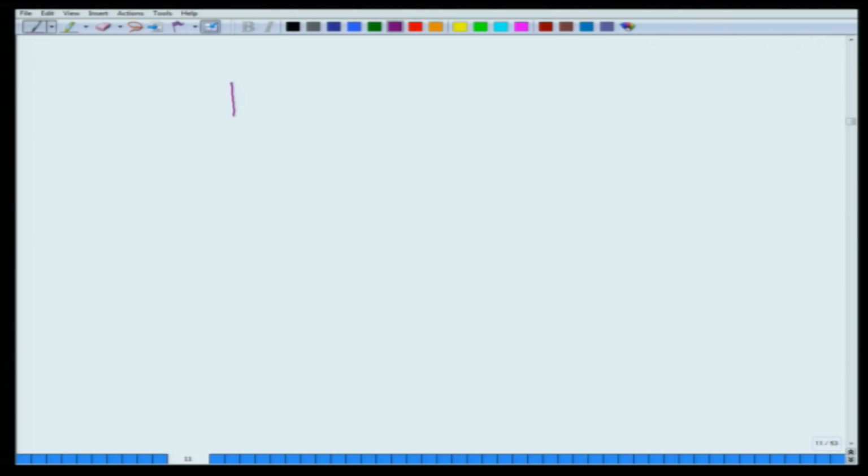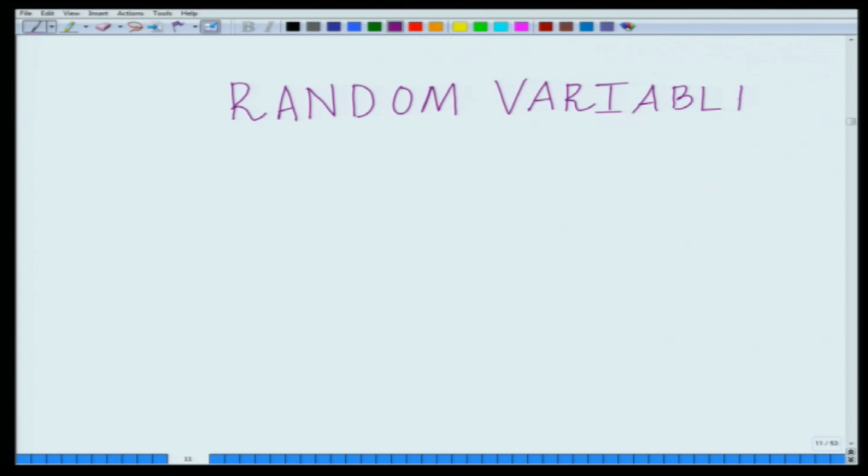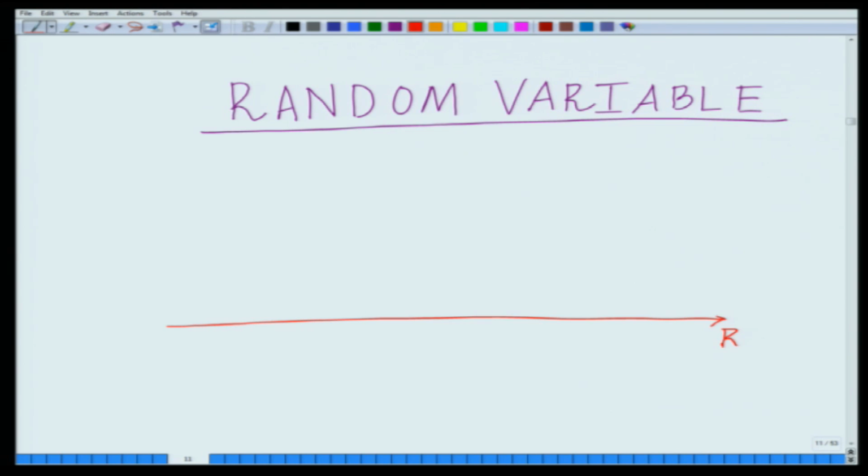So we are going to start dealing with the notion of a random variable, which is an important concept. A random variable can take values randomly, as the name implies. If x is a random variable, then x can take values randomly from either the entire set of real numbers or a subset of real numbers.